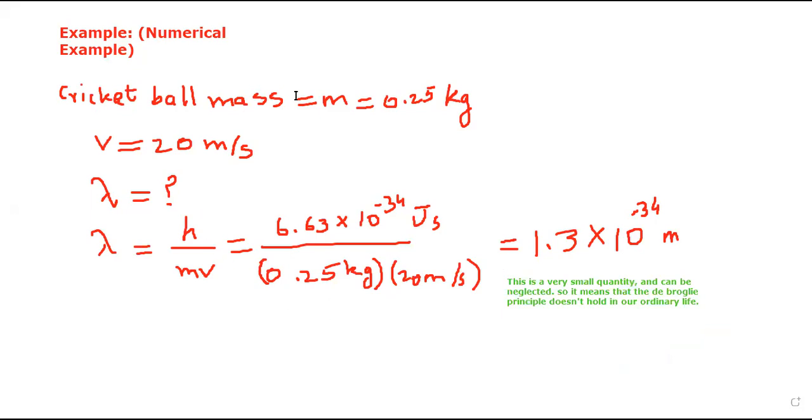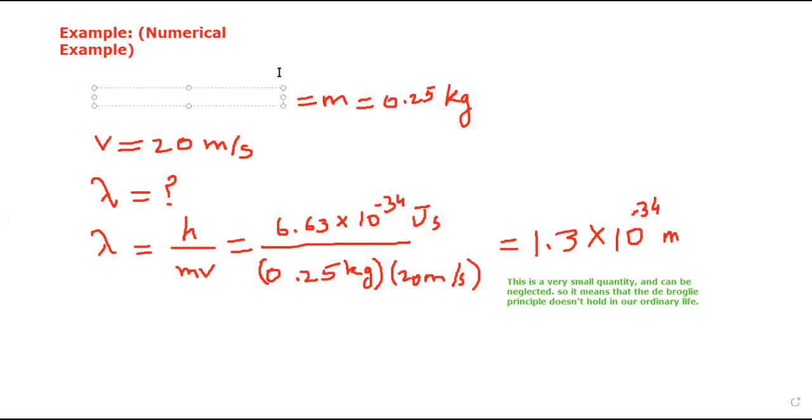But now we have to consider another case. What is that case? If we are considering an electron, a typical electron, it has different data, because a cricket ball moves at a very slow speed as compared to an electron. So let's see what will happen to the electron when it is moving with a certain speed and having a certain mass. So we are going to change the data here.